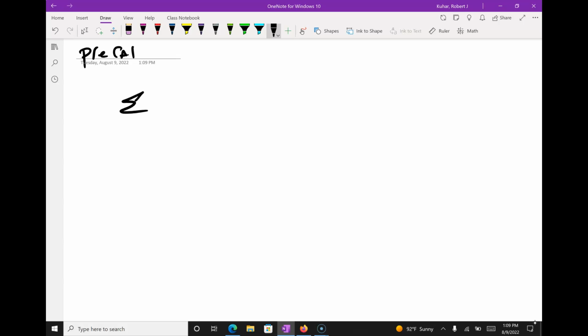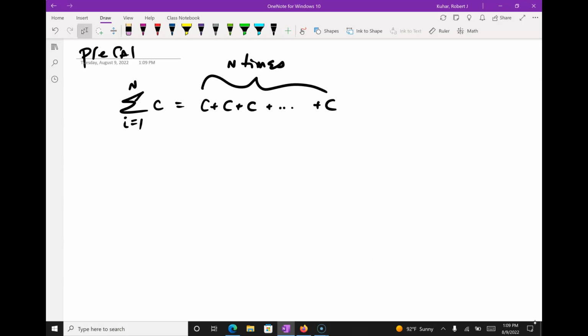So the series from i equal 1 to n of the constant c is c plus c plus c plus dot dot dot plus c. How many times? n times. So the answer is n times c. I'm just adding up c n times, so it's nc. If I add up 5 7 times, it's 35. Right? 7 times 5.